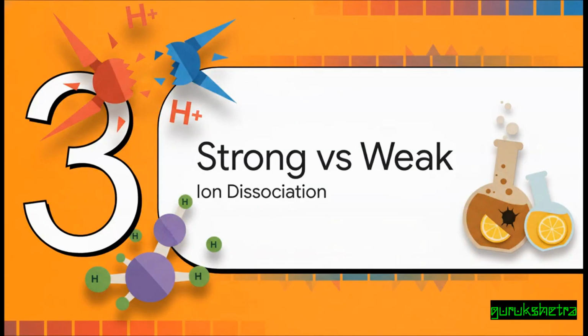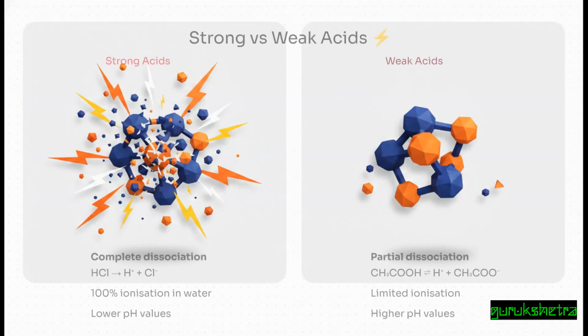Let's get into section 3, strong versus weak solutions. The secret here all comes down to an invisible microscopic mechanic called dissociation. Let's think about strong acids first, like hydrochloric acid, or HCl. When a strong acid hits water, it undergoes 100% ionization. It completely shatters apart into H+ and Cl- ions. It leaves absolutely nothing together, which drives the pH way down.